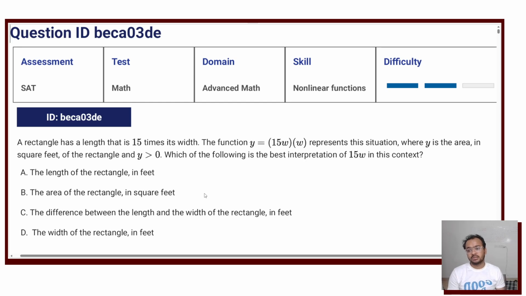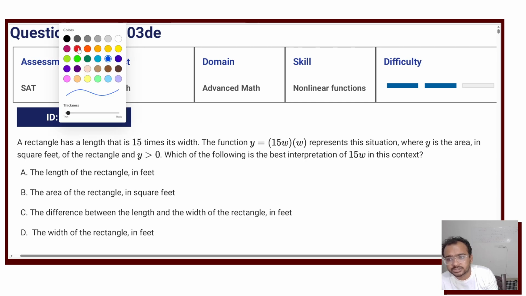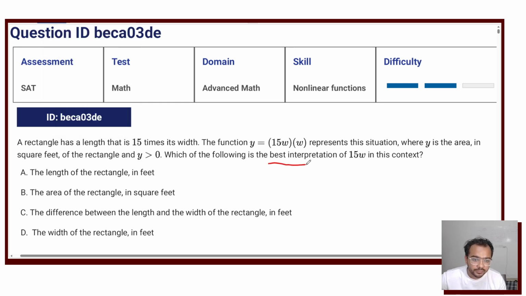So we are given here that a rectangle has a length that is 15 times its width, and the function y equals 15w times w represents the situation where y is the area in square feet of the rectangle and y is greater than 0. So which of the following is the best interpretation of 15w? That's a very simple question. We need to figure out the best interpretation of 15w. And in the question, it's given that the length is 15 times the width. So if I consider the width to be w, then the length will be 15 times w.